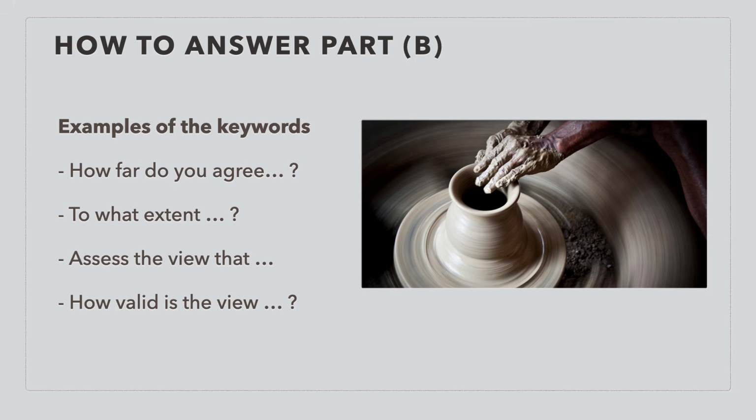In Part B, it's slightly different. The keywords used in Part B are usually how far do you agree, to what extent, assess the view that, how valid is the view. Basically what all this means is to assess, balance argument on agree as well as disagree with the view asked in the question.